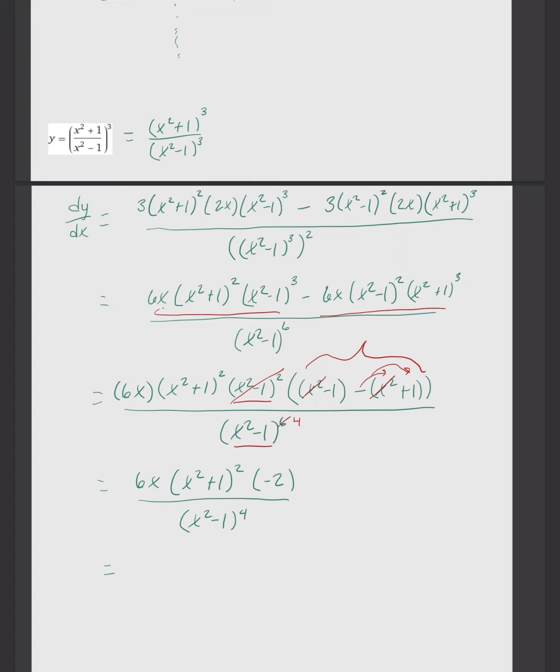And if we clean it up a little bit more, we can have negative 12x times x squared plus 1 squared all over x squared minus 1 to the 4th. And that's it.